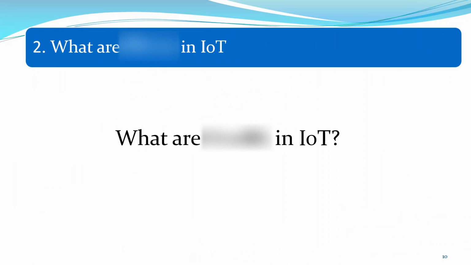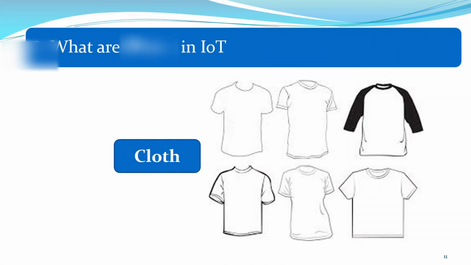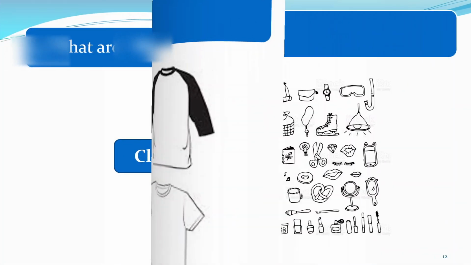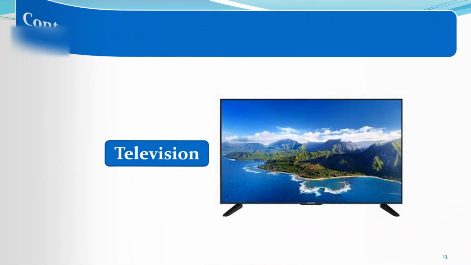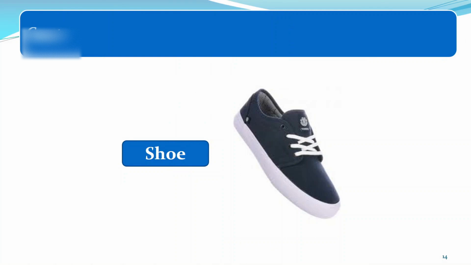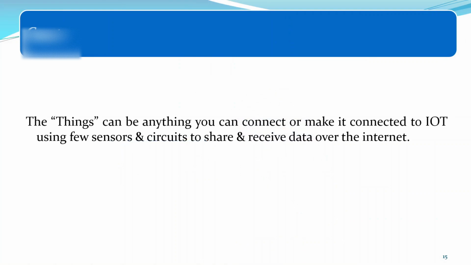Now the next question is, what are things in IoT? So the things can be clothes, objects, television, shoe, anything that you can think of.